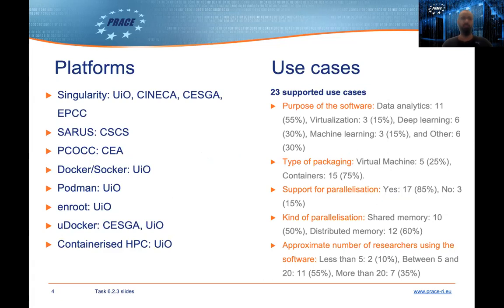In this service, in 6IP, we explored several container platforms, including Singularity, Saros, Peacock, which is a containers and virtual machine platform, Docker, Podman, En-route by NVIDIA, uDocker, and Containerized HPC. This is not a runtime for containers, but using containers as HPC nodes. And we supported 23 use cases with different disciplines: data analytics, deep learning, machine learning, and others, and several use cases with virtual machines and containers, and shared memory and distributed memory.